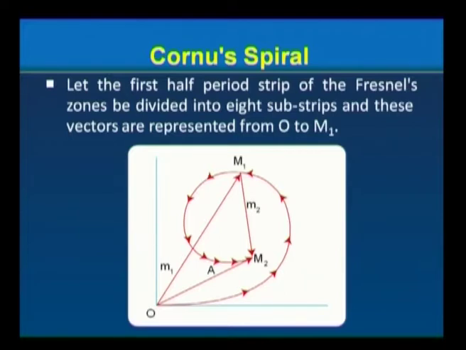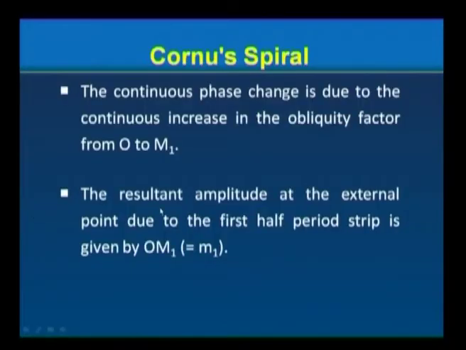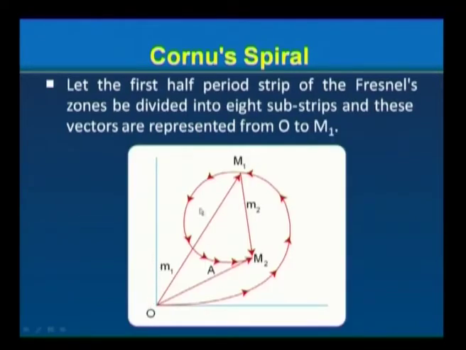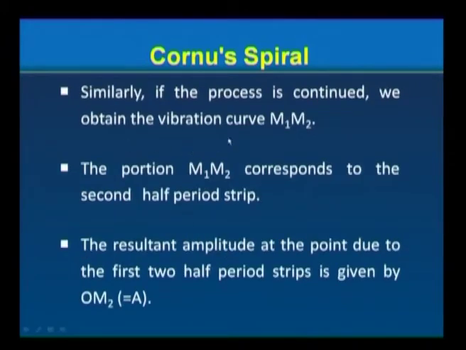These things we have seen in the earlier lectures, M1, M2, M3 and so on. Now, the continuous phase change is due to the continuous increase in the obliquity factor from O to M1. Due to the obliquity factor, M1 will be greater than M2, M2 will be greater than M3 and so on. So, the resultant amplitude at the external point due to the first half period strip is given by OM1. The second will be M2.